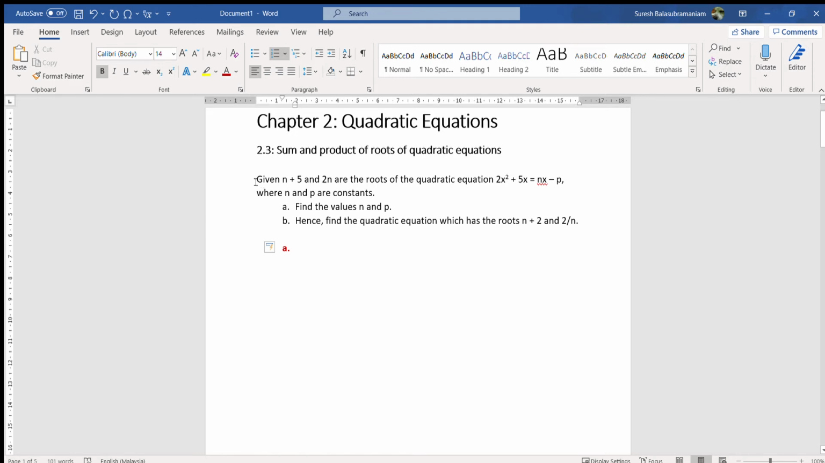Okay, so the question is: given n plus 5 and 2n are the roots of the quadratic equation, where n and p are constants, find the values of n and p. To find n and p, I need to know the sum of roots and product of roots from the quadratic equation. So let me write the quadratic equation. It is not arranged in the standard form of quadratic equation, so we need to do that first.